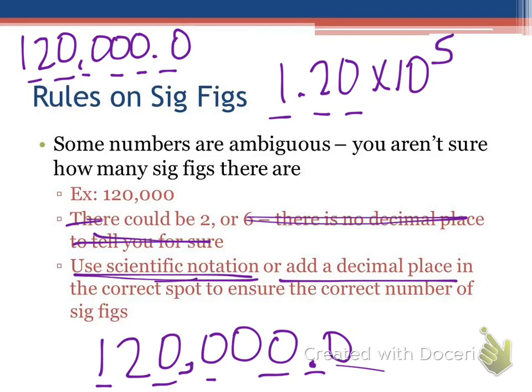1.20 times 10 to the 5th, right? We moved the decimal place 1, 2, 3, 4, 5 places to get it between 1 and 10. So that's why it's 10 to the 5th. And it's 10 to the positive 5th because 120,000 is bigger than 10. The number we're trying to express is bigger than 10, so our exponent is positive. All right, what questions do we have so far?